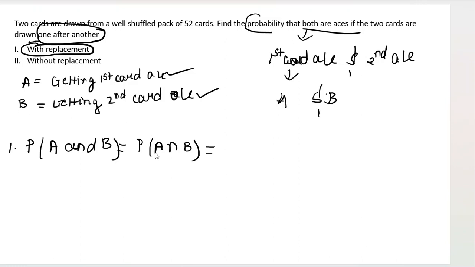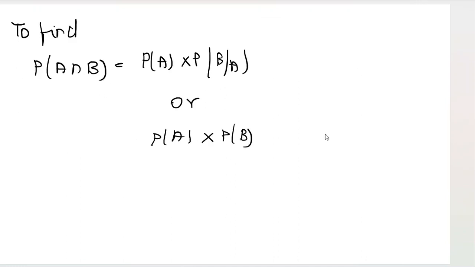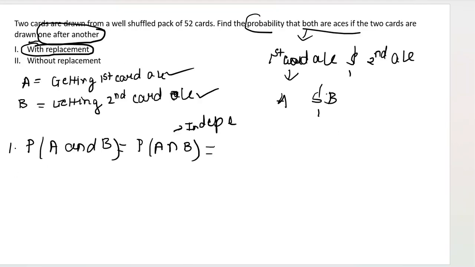So this is why P of A intersection B in this case becomes an independent event, and we use the formula which we use for independent events. That is this one. So in this case, this is equal to P of A into P of B, for a simple reason: when you keep the card back, you replace the card which you take, your events become independent events.